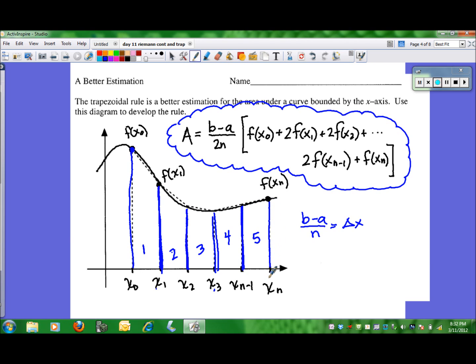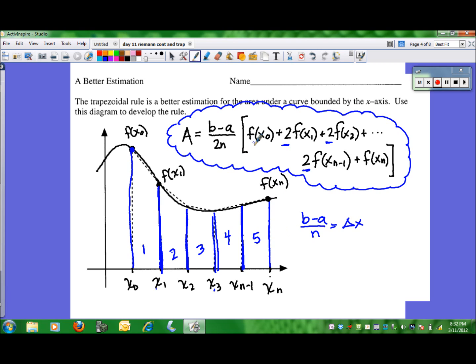So that's why all of these are multiplied by 2 on the inside of the formula, but the first and the last are only multiplied by 1, because this is only used once for the first trapezoid, and this is only used once for the last trapezoid. But all the ones in between are used twice to find the areas of two separate trapezoids. Okay? So I'm hoping that you understand that that's a mistake that students tend to make.